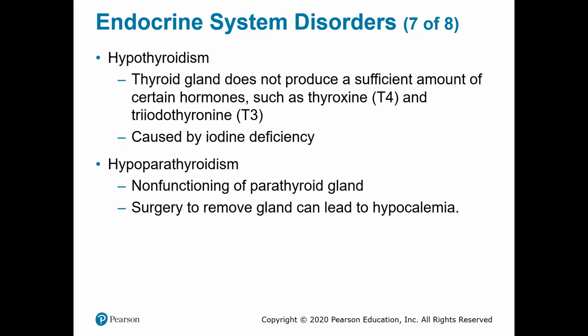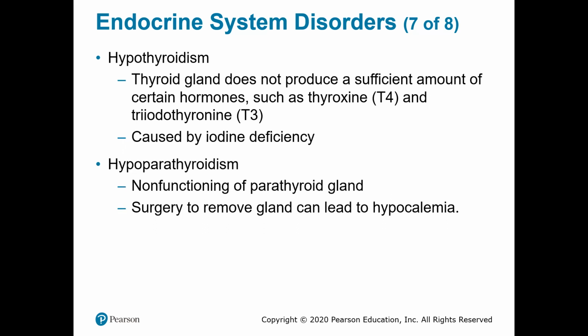Hypothyroidism, hypo indicating that we're insufficient or something has gotten too low. So this is when the thyroid gland does not produce a sufficient amount of certain hormones, such as thyroxine or T4, and triiodothyronine or T3. This is caused by iodine deficiency.